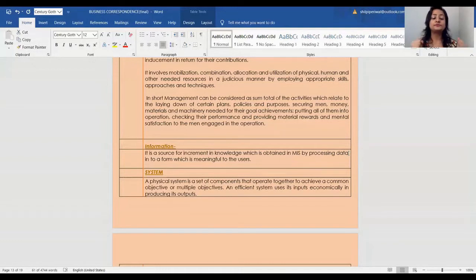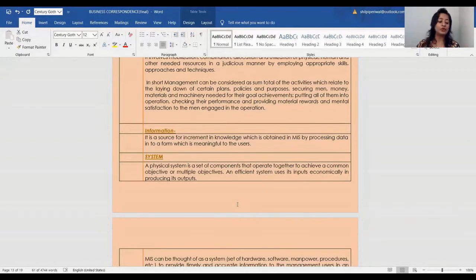A physical system is a set of components that operate together to achieve a common objective or multiple objectives. An efficient system uses its inputs economically in producing its outputs. Okay. Now, guys, system is something very important. Where the human element is involved, things are very variable. You never know how it will work out. Every time the results would be different. Hence, we need to have proper systems at every level of the business.